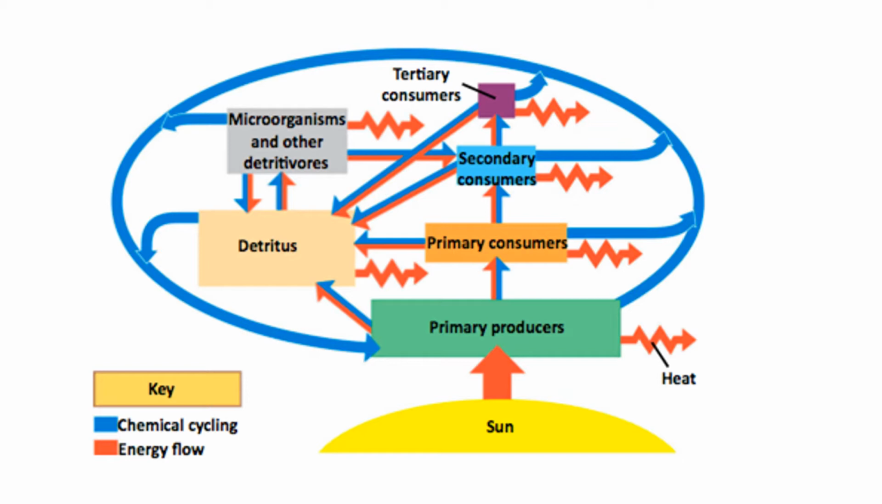So the main point of this diagram was that energy flows through the system and eventually leaves the system as heat, while matter, i.e. the chemicals, the atoms and things like that, will be recycled over and over and over again.